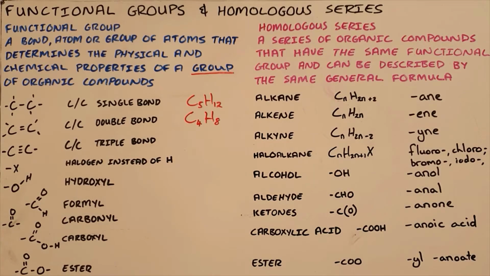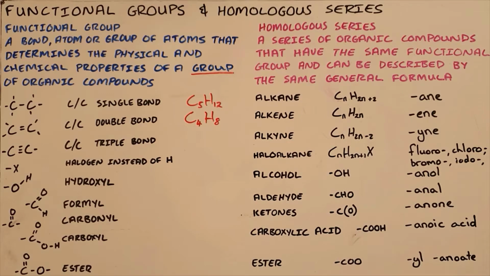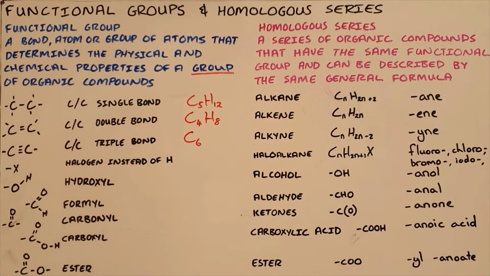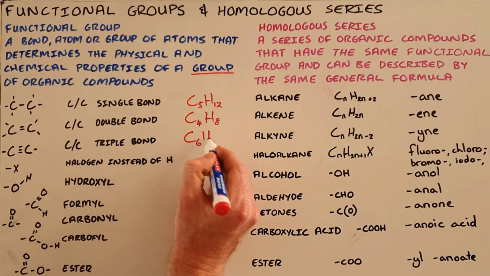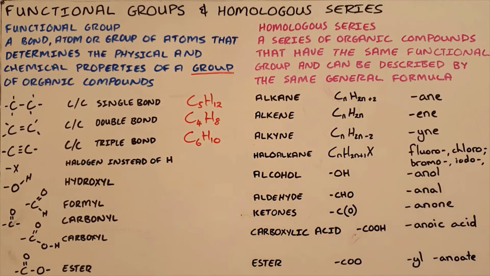A triple bond is the third type of functional group, and that is defined by the formula CnH2n-2, which says that if we had a compound that had 6 carbons, it would then have 10 hydrogens present, and it gets the suffix yne. That is the alkanes, alkenes, and alkynes.